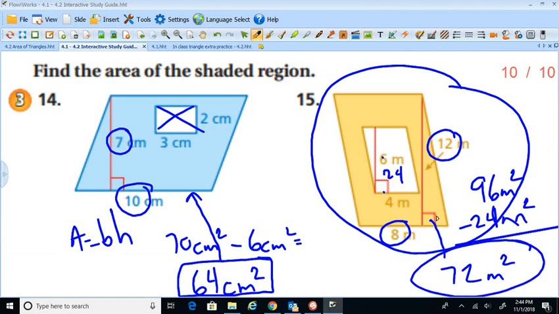Well, I hope this helps. You can always Google finding the area of rectangles, find the area of parallelograms, find the area of triangles. That is what is on the quiz for quiz number 4.1 through 4.2.